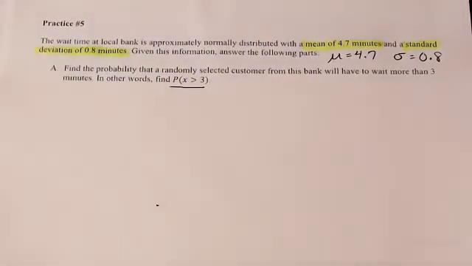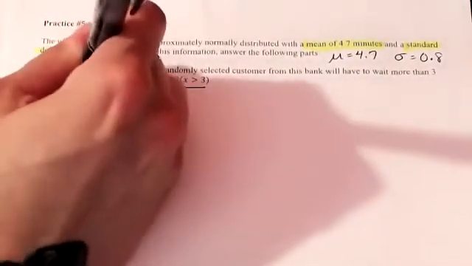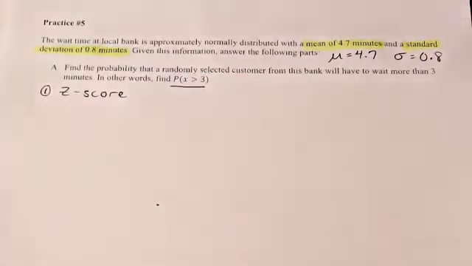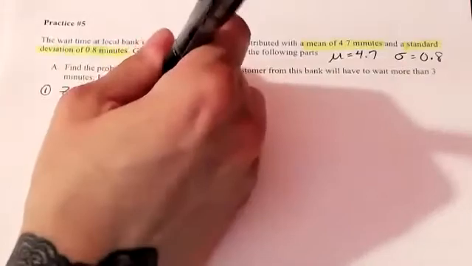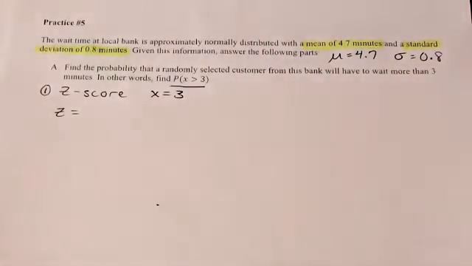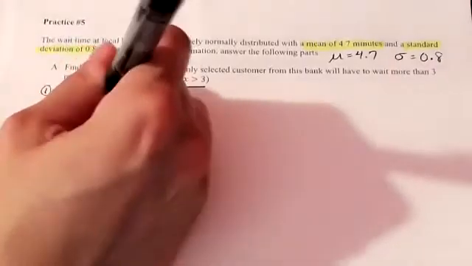Let's start with the very initial step, which is to standardize that raw data value. We're always going to start with finding the z-score. I'm going to make it like a list again so that we are refreshing our memories. The formula is z is equal to our raw data value, in this case x is 3, minus the mean, divided by the standard deviation.